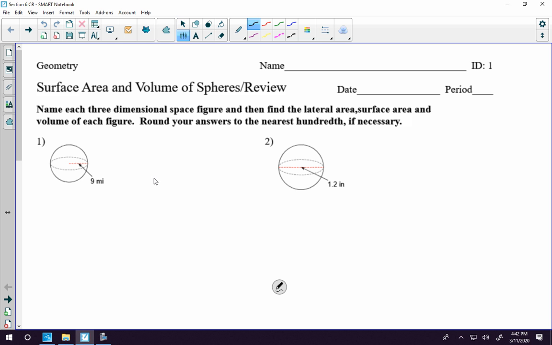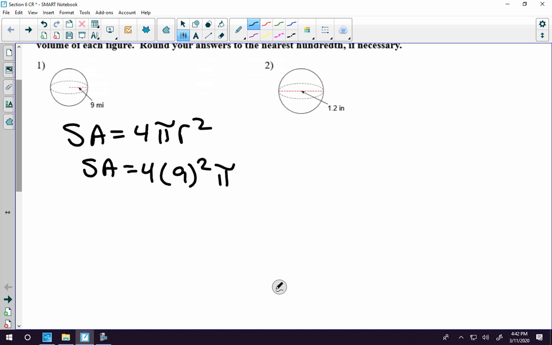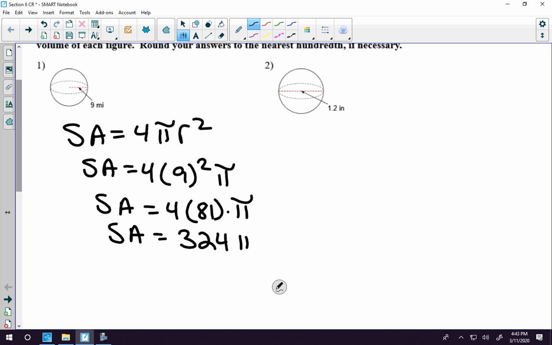Okay, so the surface area of a sphere, the formula is 4 pi r squared, 4 times the radius squared times pi. And number one, the radius length is 9 miles. So it's going to be 4 times 9 squared times pi. 9 squared is 81, times pi. 4 times 81, 324. If I did that right, it's going to be 324 pi square miles.